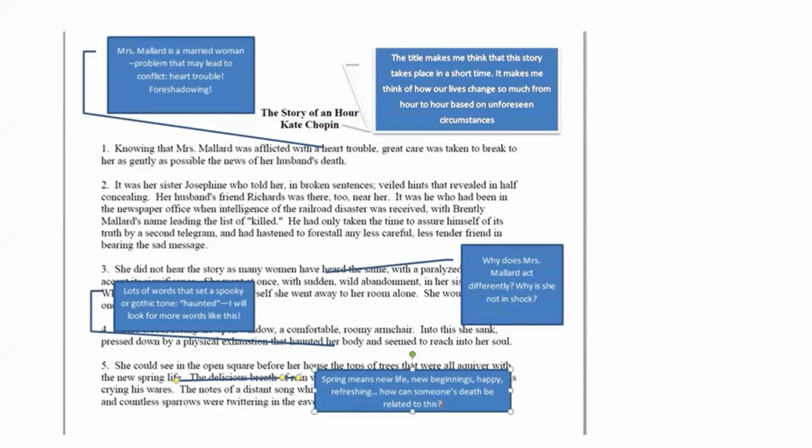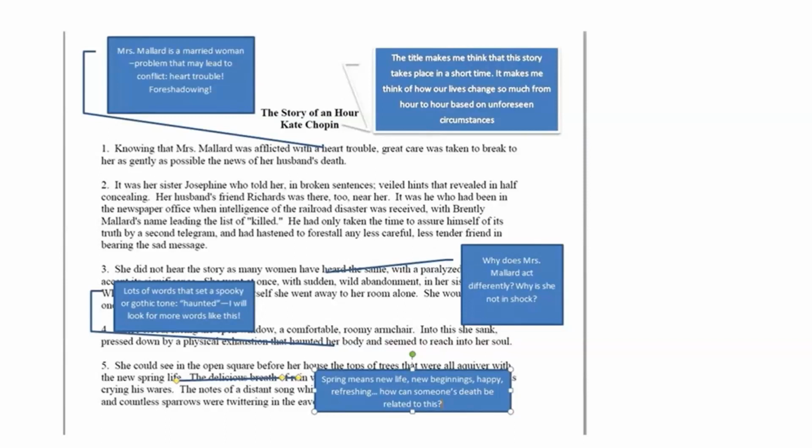So the things that I noticed when I was annotating the story was a title. This title makes me think of how our lives could change in just 1 hour. That Mrs. Mallard is a married woman. So we see that her Mrs. Mallard, and look at what the names that they use call Mrs. Mallard. Look at when they use her first name, Louise, and look at when they're calling her a wife or whatever they're calling her. That's kind of designating what her role is at that moment.